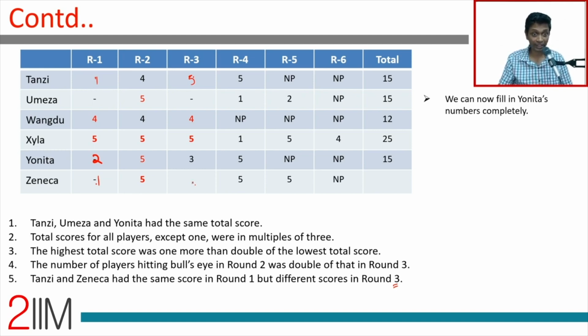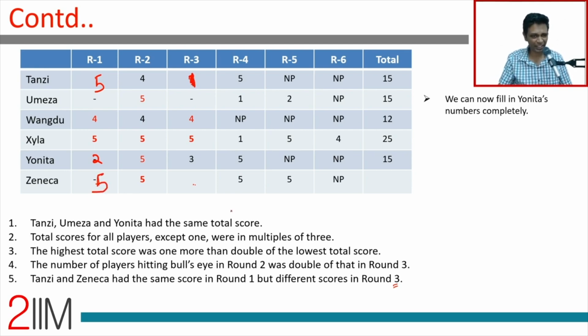If round 3 for Tanzi were 5, then round 1 would have to be 1. Then Zeneca's round 1 would have to be 1. Then this has to be 5. And so, that is not possible. That means Tanzi did not score a 5 here. Tanzi scored a 5 in round 1. Zeneca and Tanzi had the same score in round 1. This is 5. So, this is 1.